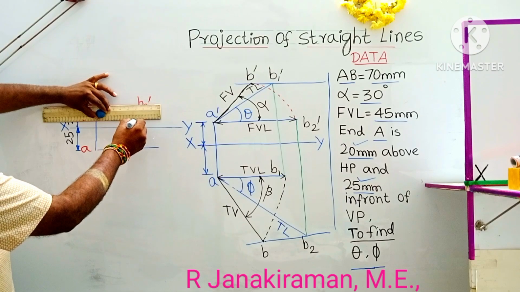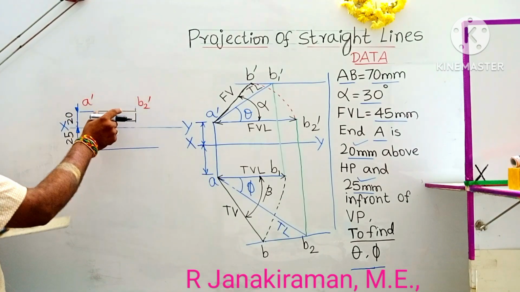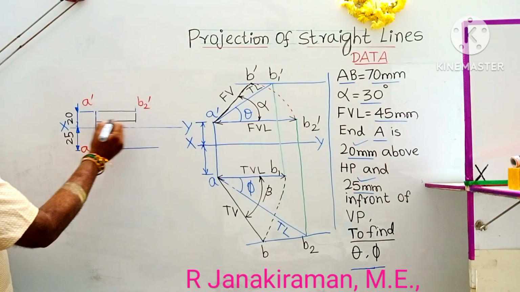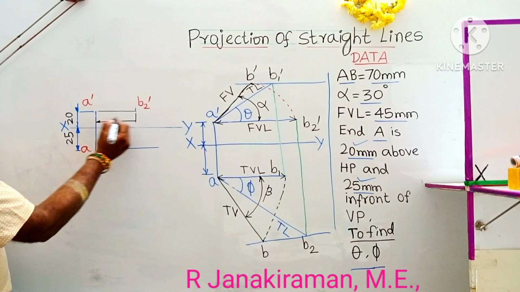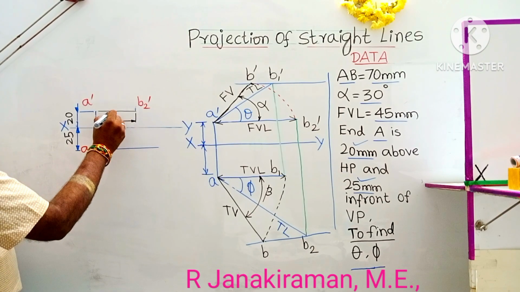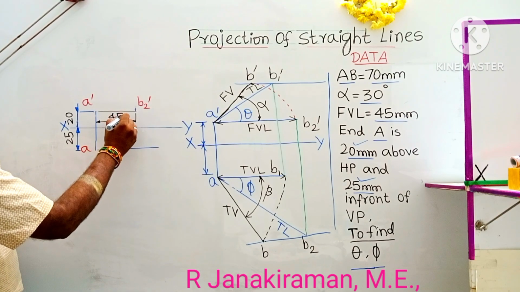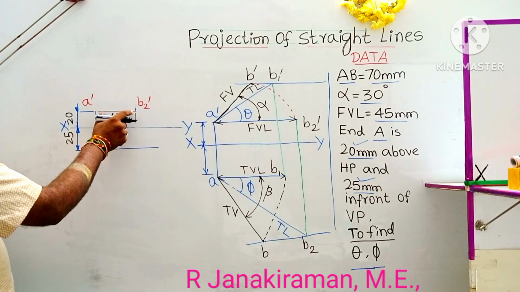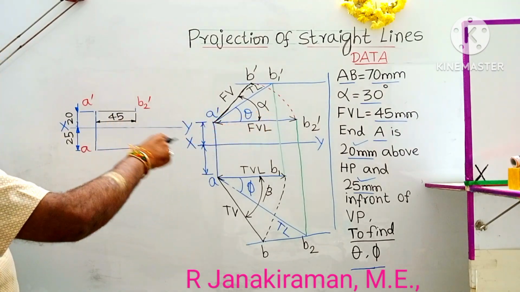Draw parallel to the A dash B2 dash. This second drawn line is a dimension line. Put two narrow arrows, shade the arrow, and you can write 45 at the center of the line, above the line. It's called the front view length. This point is at the B2 dash.